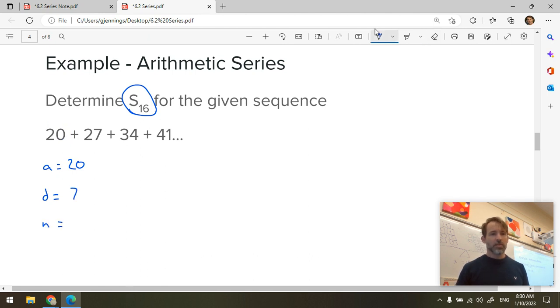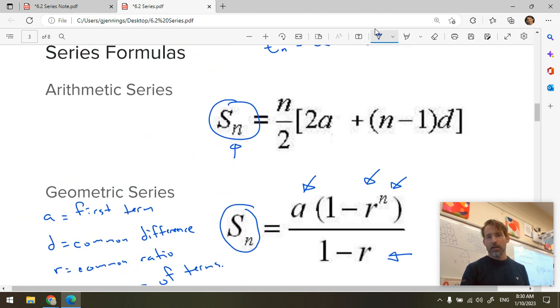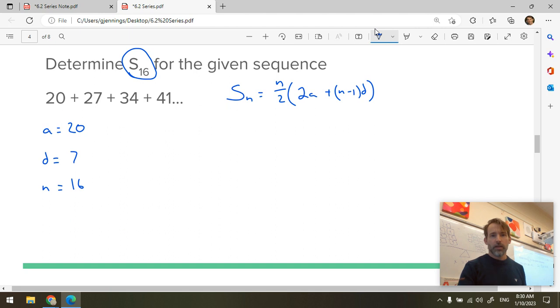And the number of terms that I've been asked to add together is 16. So first thing that you're going to do is copy out your formula. S of n is equal to n over 2 multiplied by 2 times the first term plus n minus 1 multiplied by d. And then check your formula, see if you remembered it correctly. Oh, I did. Cool. All right.